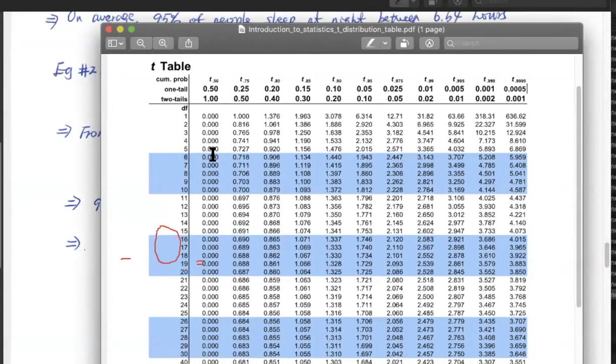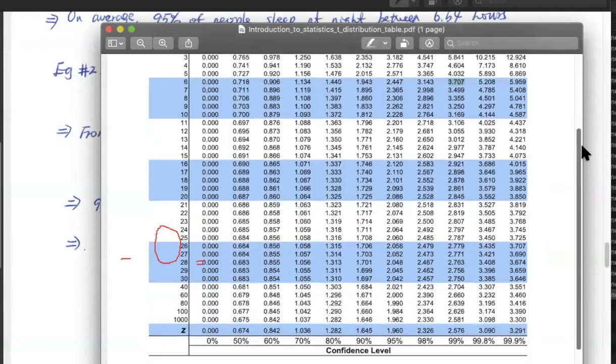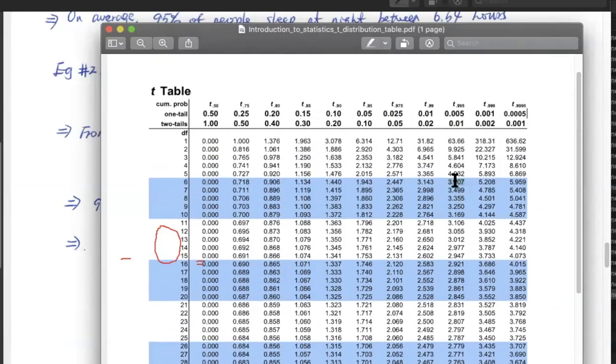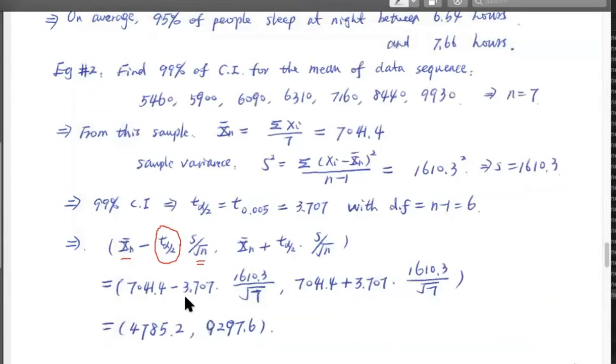Degree of freedom 6, so we are looking for this row. And then I think it's the third one from the right that corresponds to 99%. Yeah, the third one from the right, 99%, so 3.707. That's the number we should use. 3.707, you see that? So we got this range. 99% of the time, they will fall in this range. So that's example number 2. Any questions?